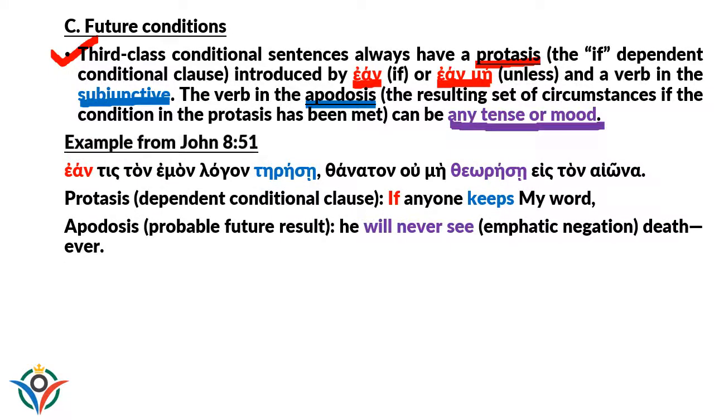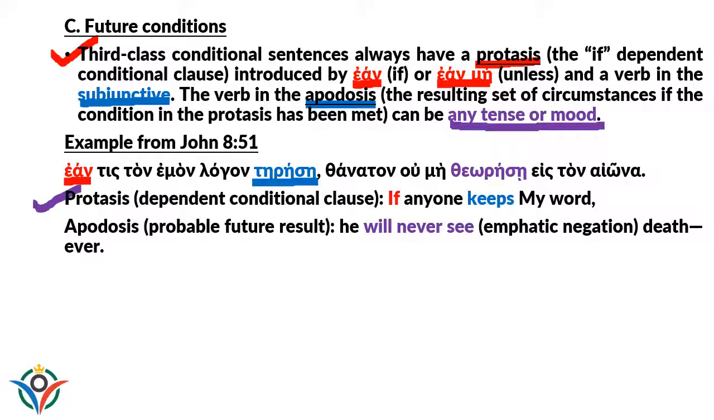The first one is John 8:51. So here we have ean, which is also a clue that the subjunctive is coming. So ean tis ton emon logon, and then we have the subjunctive verb tērēsē. So that whole clause is what we call the protasis, the dependent conditional clause, and it can be translated as if anyone keeps my word.